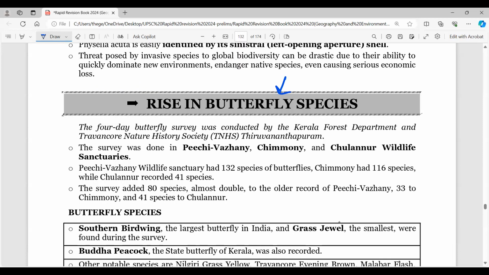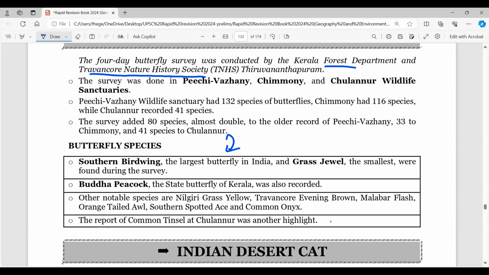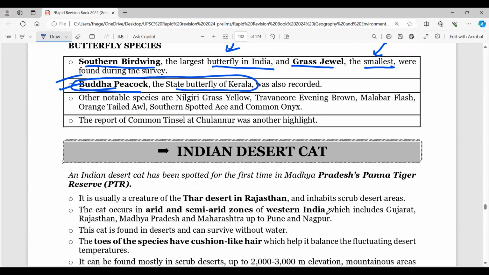Now let's go ahead to the rise in butterfly species in the news. So this is important. Kerala Forest Department and Travancore Natural History Society have reported it. So look into these butterfly species on the basis of the survey. Southern birdwing, the largest butterfly in India. Grass jewel, the smallest. At least largest and smallest. So Buddha peacock, state butterfly of Kerala. So at least these two, three you can remember. So this is something important.